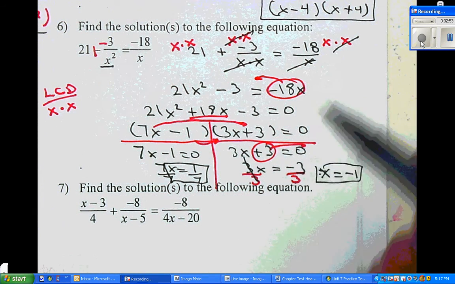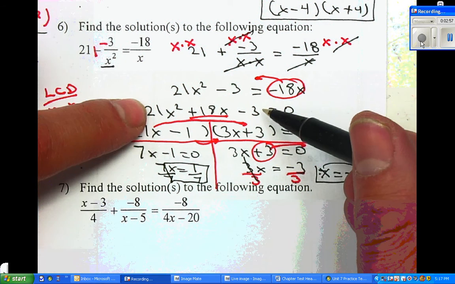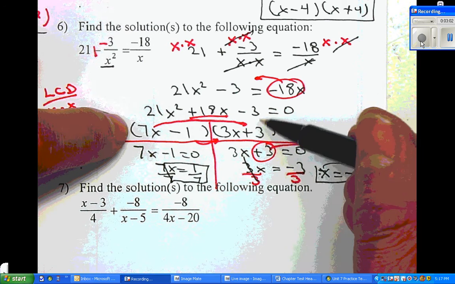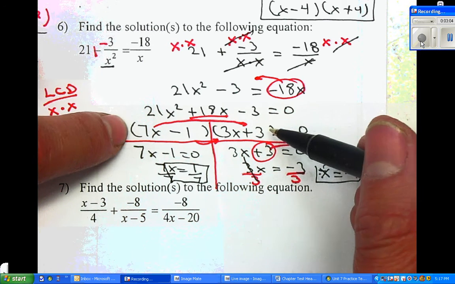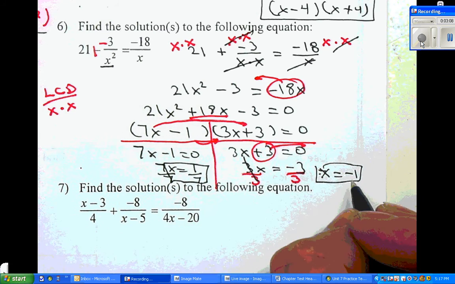Now, some of you might have noticed that you can actually make this factorization easy by factoring out a negative 3. And actually, I didn't see that before. But I can factor negative 3, and that will make the factorization a bit easier. But your answers are 1/7 and negative 1.